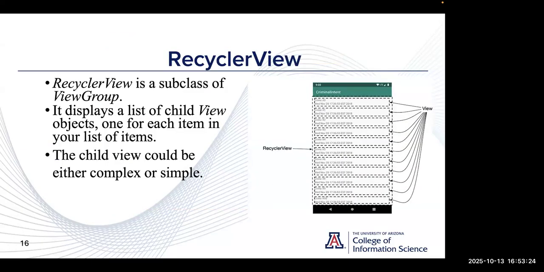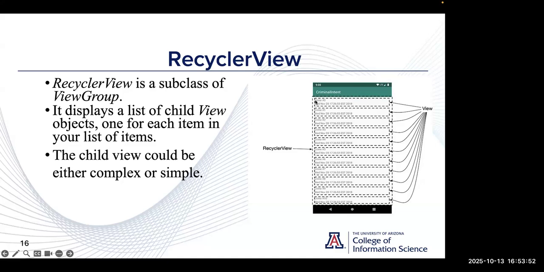What is the recycler view? I've been talking about it, but what is it really? The recycler view is a subclass of a view group, okay? It displays a list of the child view objects, one for each item in your list of items, and the child view could be either complex or simple. So you see all these instances, these dotted boxes right here. Well, that's a child view.